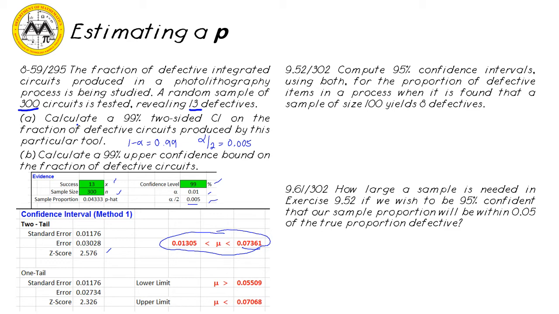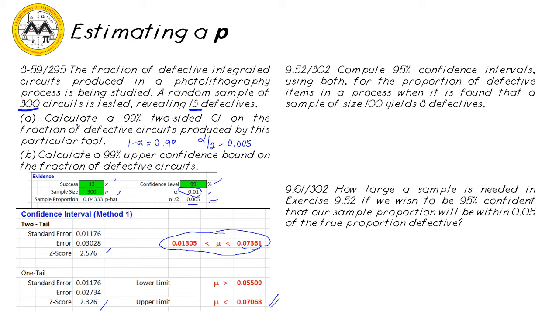Calculate the 99% confidence bound on the fraction of defective circuits. So that means we don't divide it by 2. Alpha is 0.01 and that is 2.326. For the upper bound, we use positive 2.326. So the upper limit would be 0.07068. So it is closer to the mean.